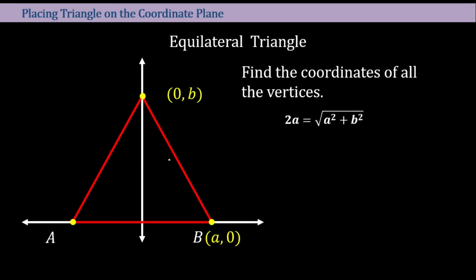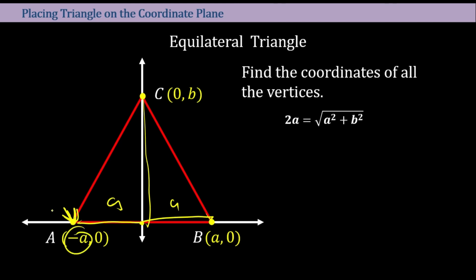Now, since this one from here to here is A, and this is the middle of the triangle, so the measurement of this is A. But since the distance from the point to 0 is A, and we need to find the coordinates here, and it is on the left of the origin, therefore the distance of A here should be negative. So it will be negative A comma 0. So now we have all our vertices.